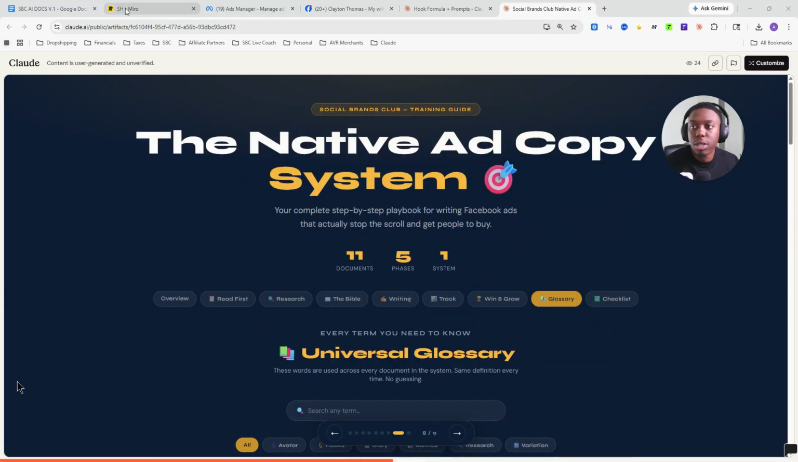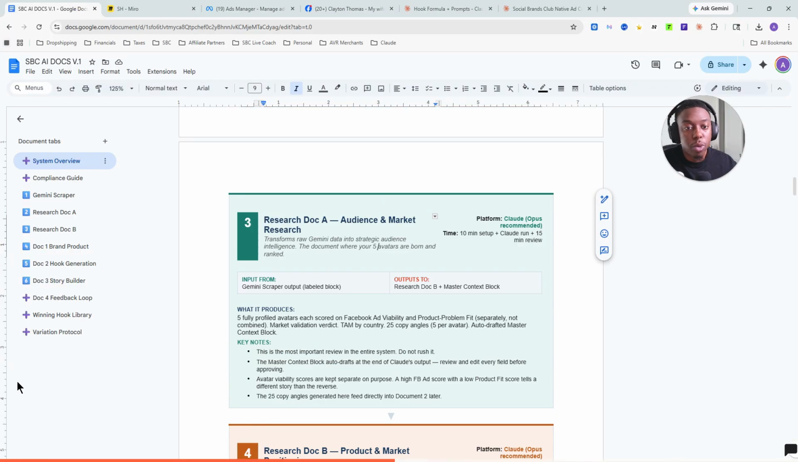So that is kind of the glossary there. So back to the actual documents at hand. So research document A, which will be using Claude Opus, right?